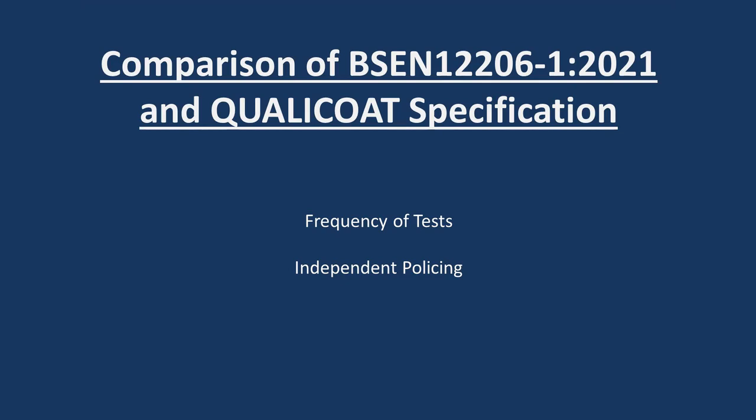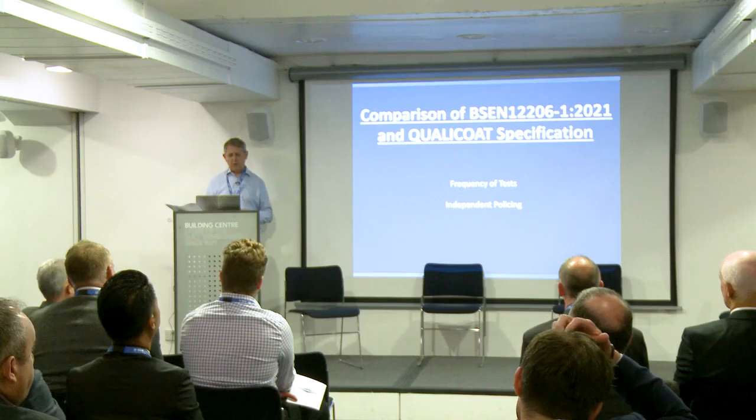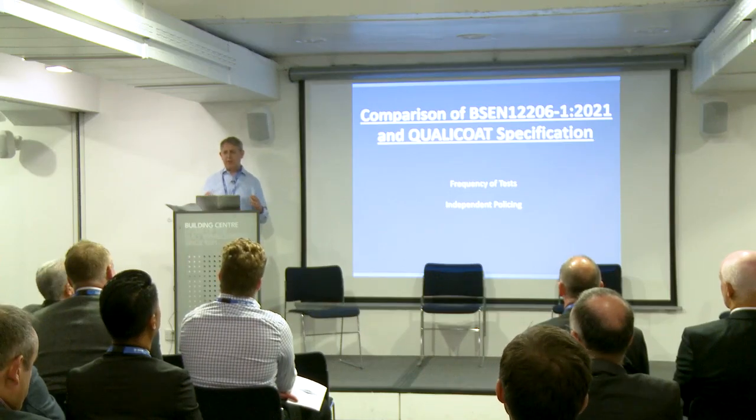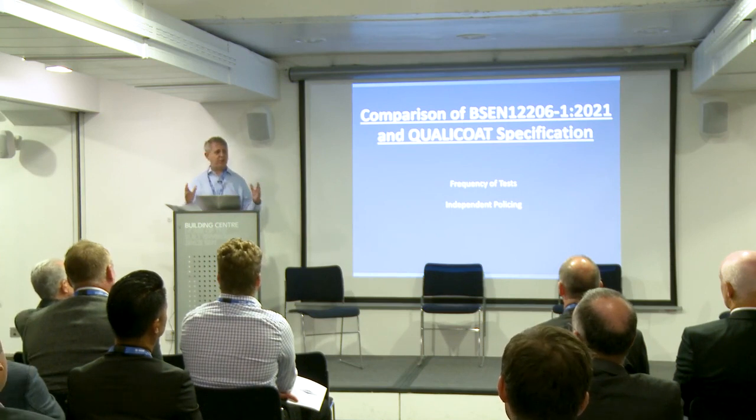So I've just picked out 2 areas that I wanted to say as a comparison of the 2 standards. First of all, the British standard, or the European standard, is a standard for testing the product. It doesn't determine how often those tests need to take place. It is just, these are the tests that you do if you want to determine that your product meets the standard. So the QUALICOAT specification has a requirement for frequency of testing in there. So that is a difference between them.